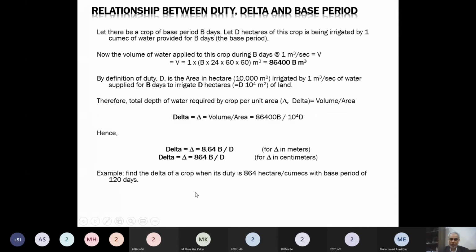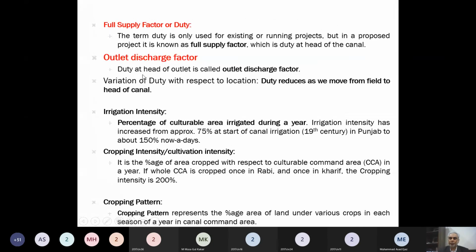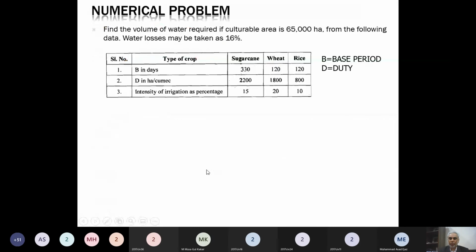In the field, the FPS system is used more commonly. So if we know this concept, then we come to this problem. The base period for each crop is given. Duty for each crop in hectares per cumec is given. Also given is how much area is under each crop, the area of irrigation, and the intensity of irrigation. So 15% area is under sugarcane, 20% area is under wheat, 10% area is under rice. 10% of what? 10% of this 65,000 hectares, 20% of 65,000 hectares, 15% of 65,000 hectares. So area is known, duty is known, B is known.